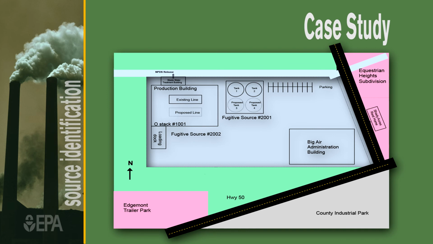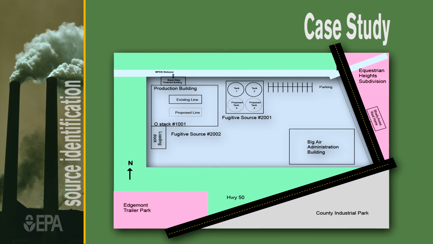Let's look now at the facility. So from the plat map, you can see there's an administration building, there's a parking area, and then we have 3 sources of air pollution. There is a production building where they're making the paints, and that is known as OSTAC 1001. So this is a stack release. There are 2 fugitive sources.